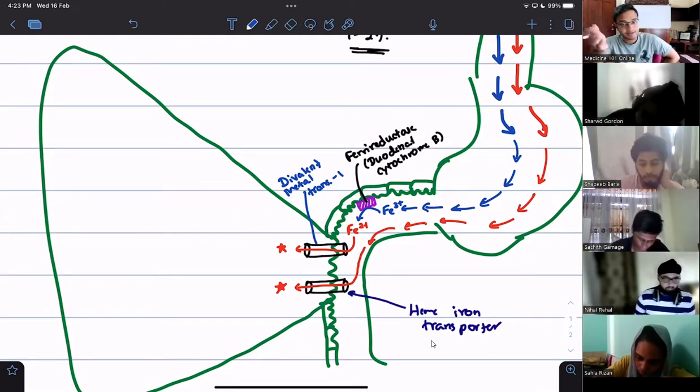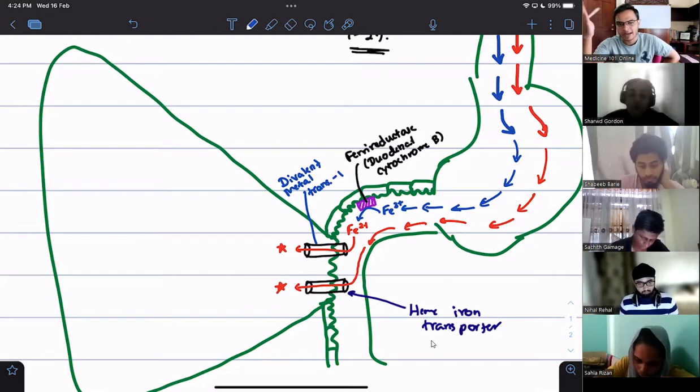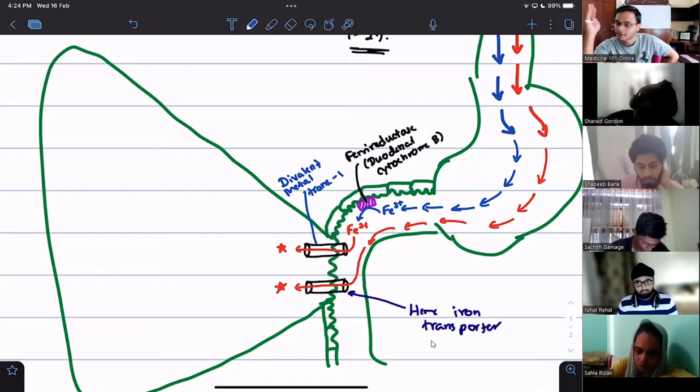So this is why we say the plant-based iron is not easily absorbed. Why? If there is any problem with the duodenal cytochrome B or the ferric reductase, what will happen? Absorption easily drops. Whereas the heme iron, the Fe2+ heme iron, has its own transporter. It can easily take that in. Not an issue.